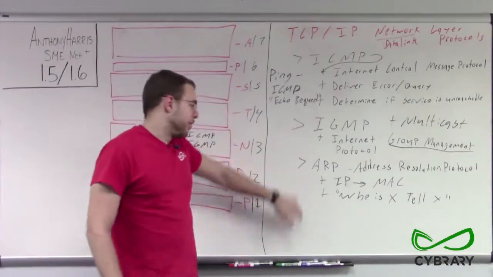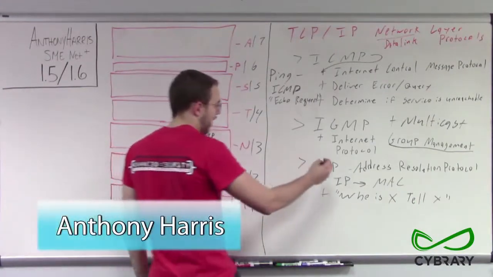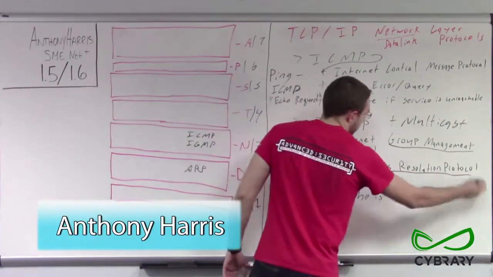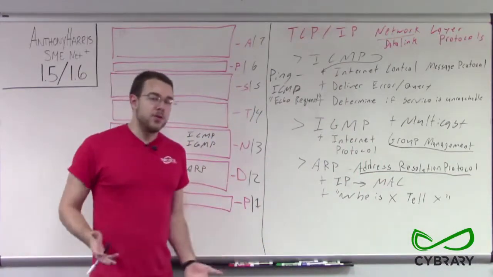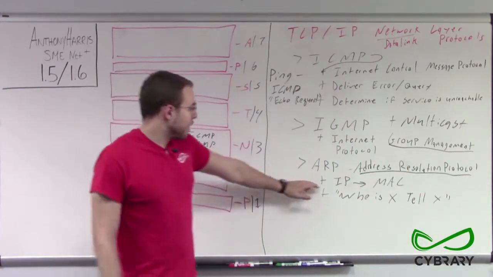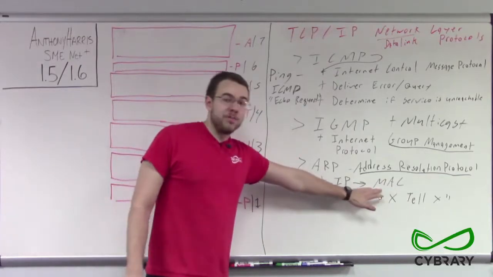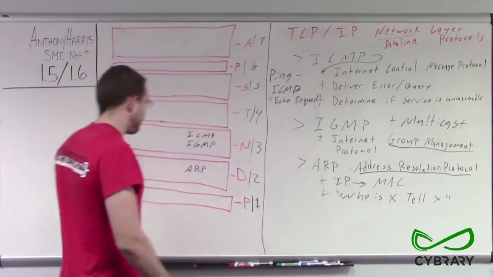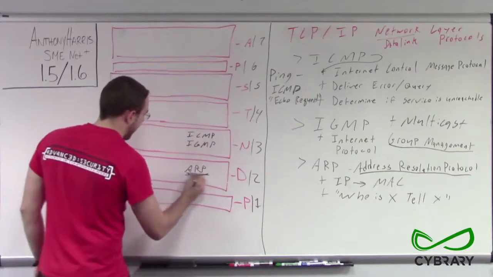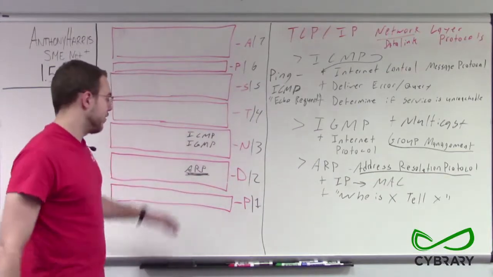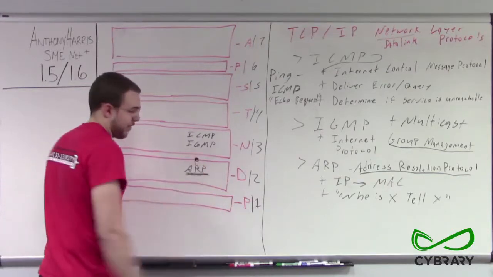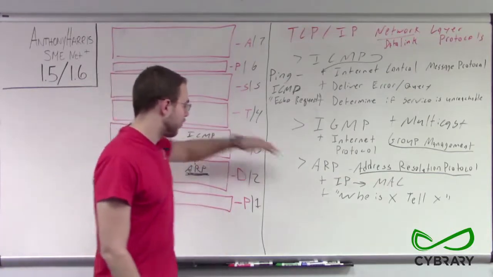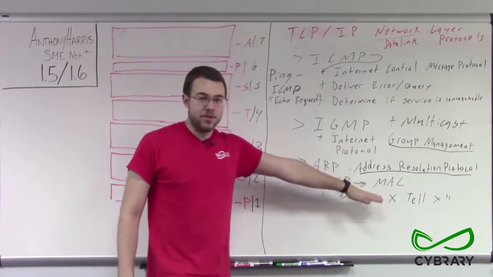Next, we have ARP. Now, ARP stands for Address Resolution Protocol. Address Resolution Protocol is how our computers find out which IP address is associated with which MAC address. So, ARP falls under the data link layer, layer 2. But again, it's sort of like layer 2.5 almost, because we're determining IP address to MAC address.